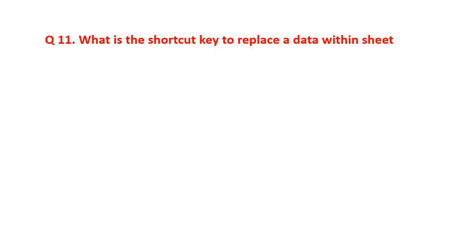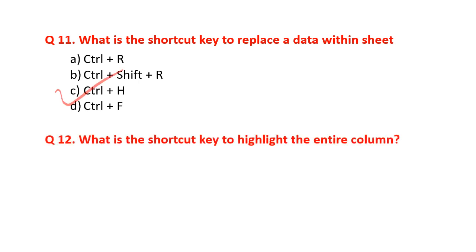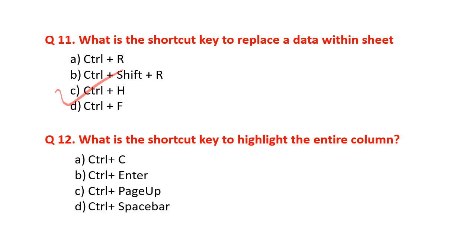11 number question. What is the shortcut key to replace a data within a sheet? The right answer is option C, Ctrl+H. Now question number 12. What is the shortcut key to highlight the entire column? Option D is the right answer, Ctrl+spacebar to highlight the entire column.